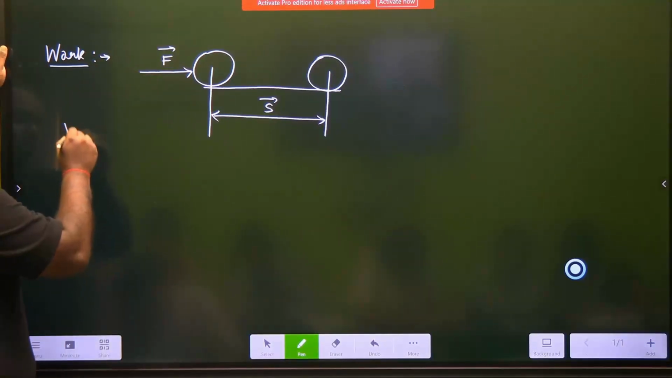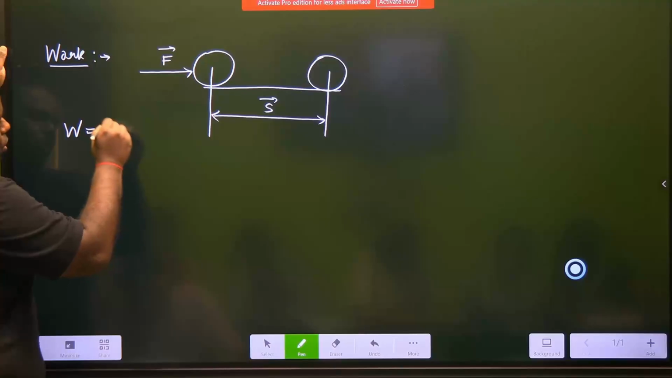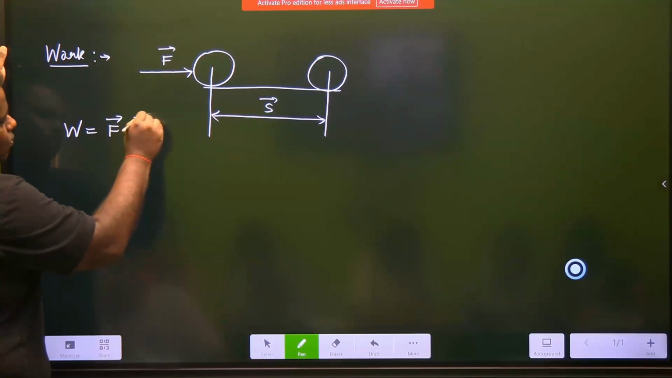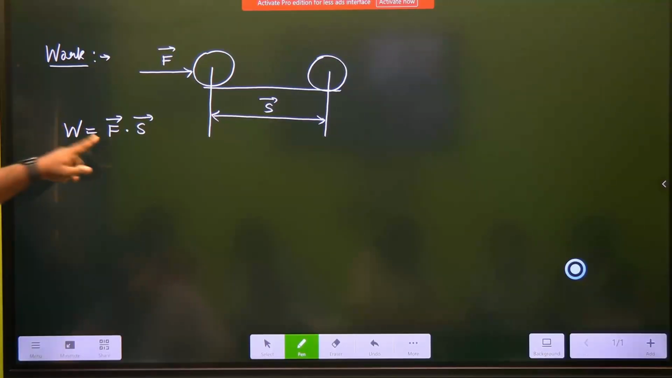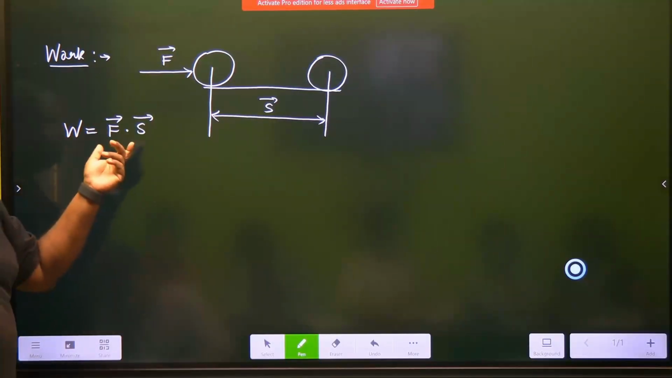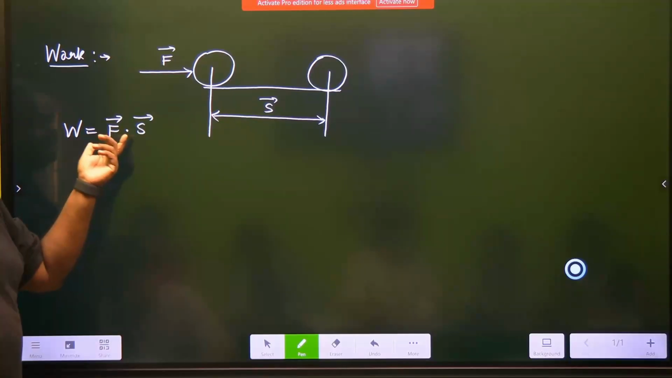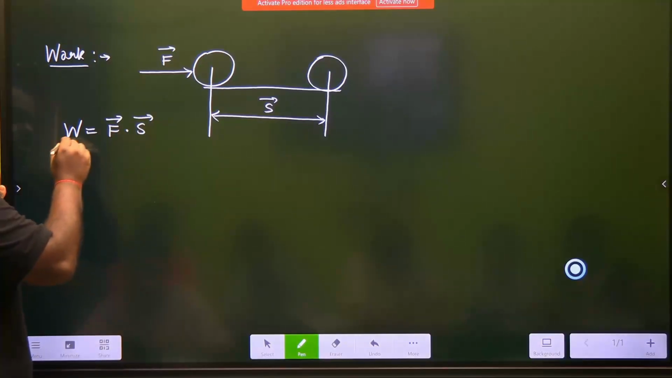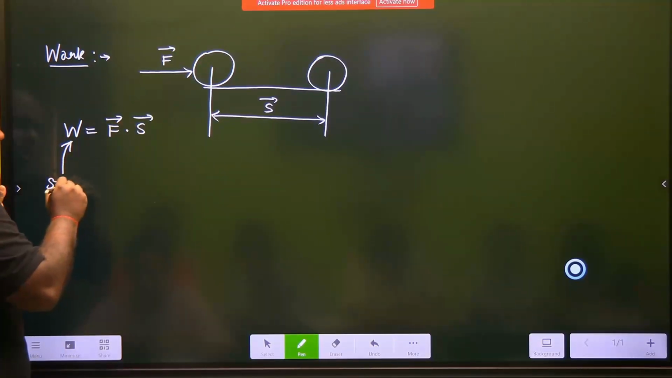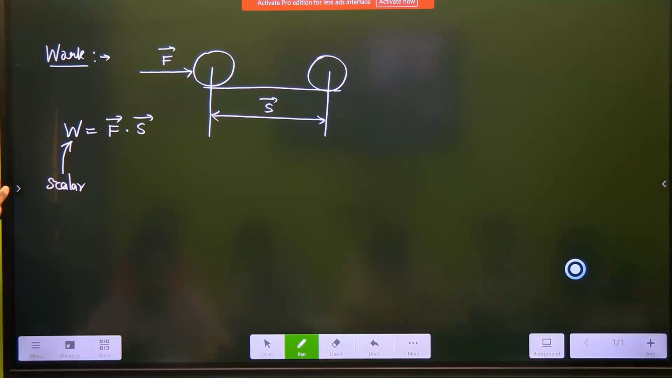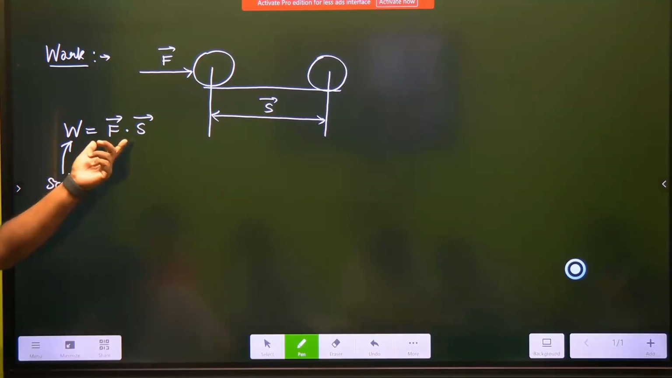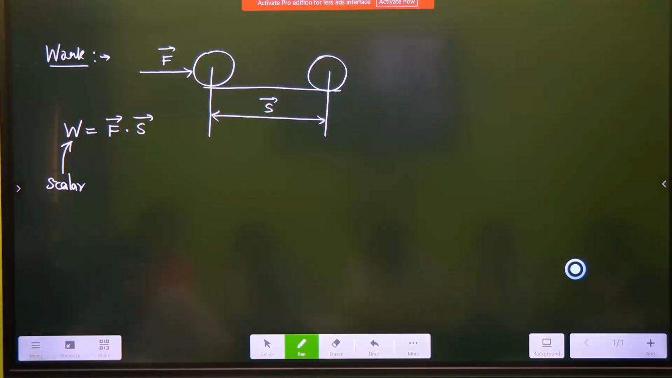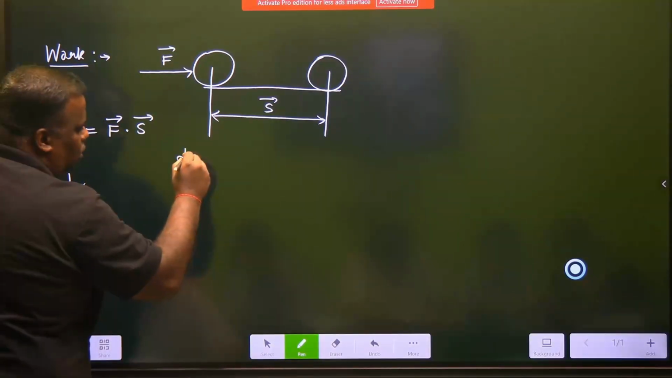And going by a little bit senior approach, work is the dot product of two vectors, that is force and displacement. A vector's dot product will always give a scalar, and a vector's cross product will always give a vector. Since I am doing a dot product, the child born out of this dot product has to be a scalar quantity. Now you cannot ask, sir, what is the direction of work? Because work is a scalar quantity. Work is not a vector quantity. Though the parents who gave birth to work are vectors, they were multiplied in a dot product.